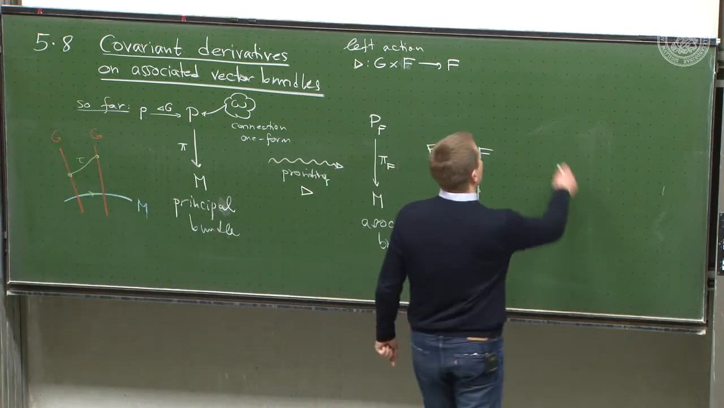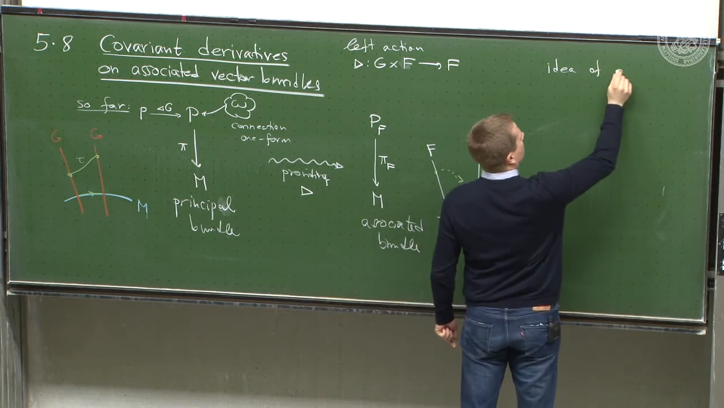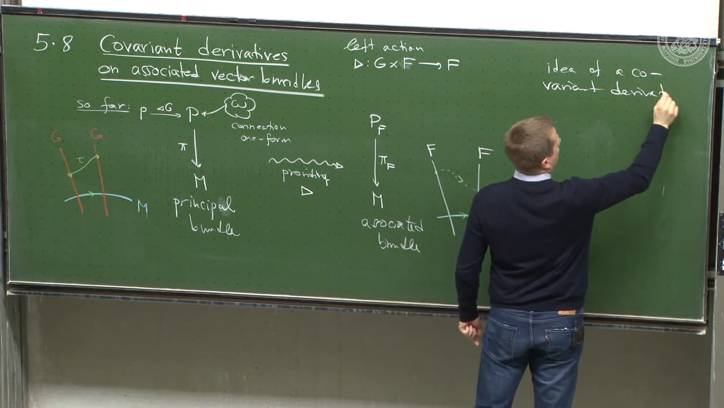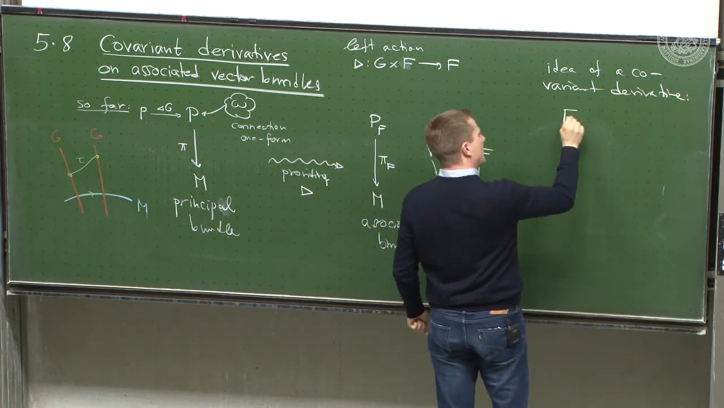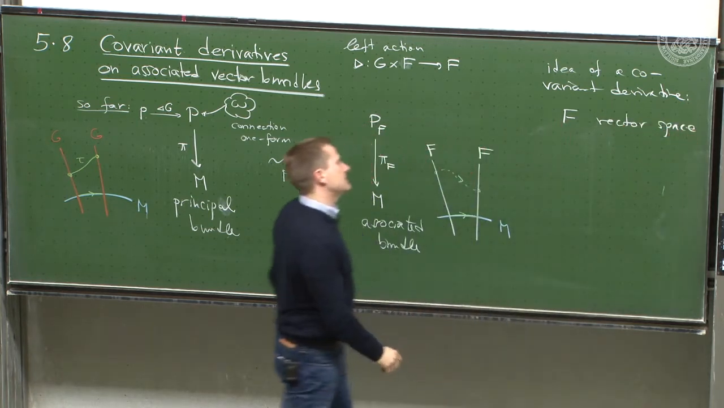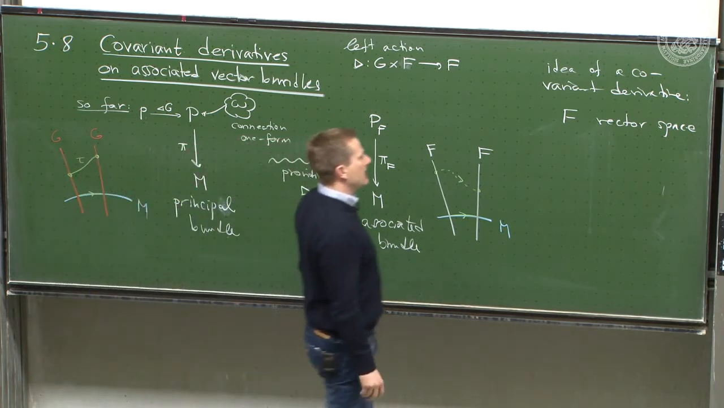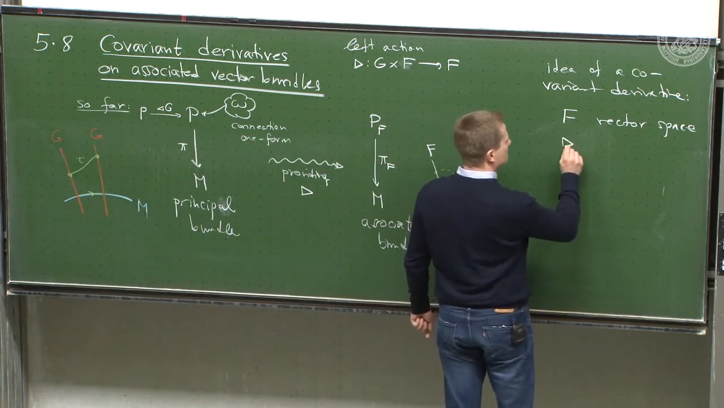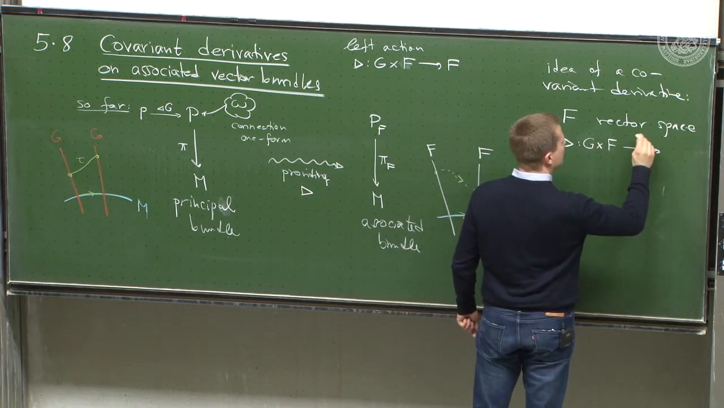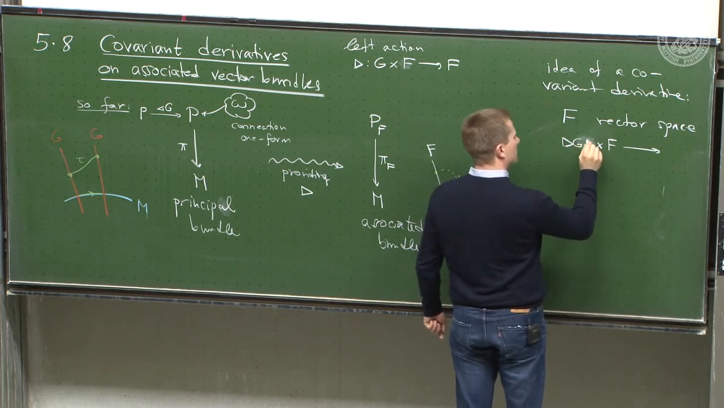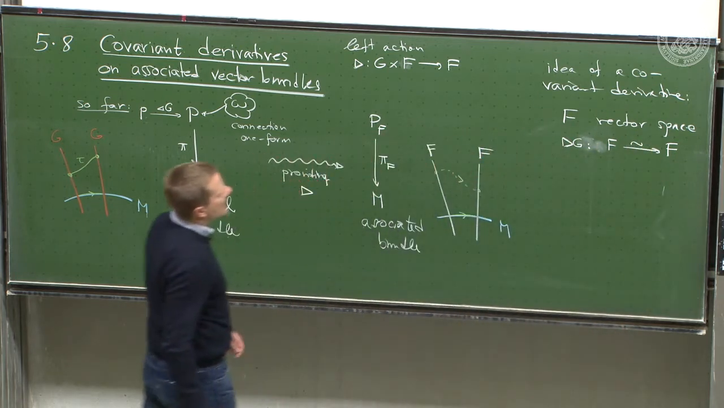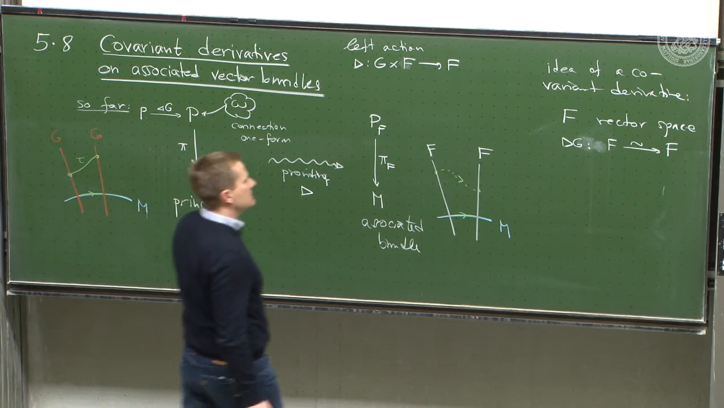And the idea of a covariant derivative was then to say, well, let F actually be a vector space. So far, no mention of that was necessary. But now let's say that F is a vector space, and let's correspondingly consider only left actions that are linear. So I should maybe write it like this. If the group acts on F, it acts on F linearly.